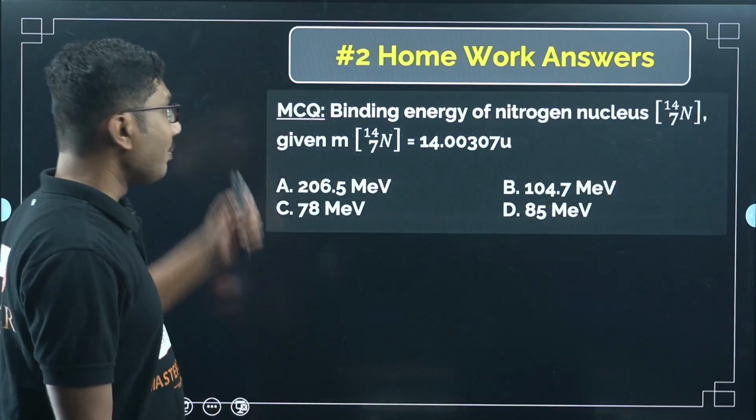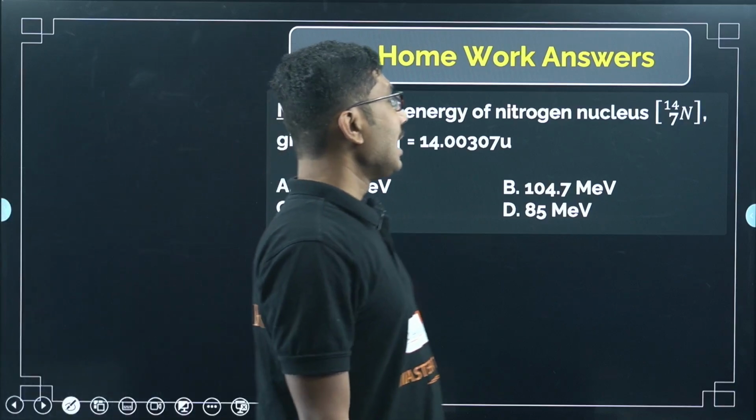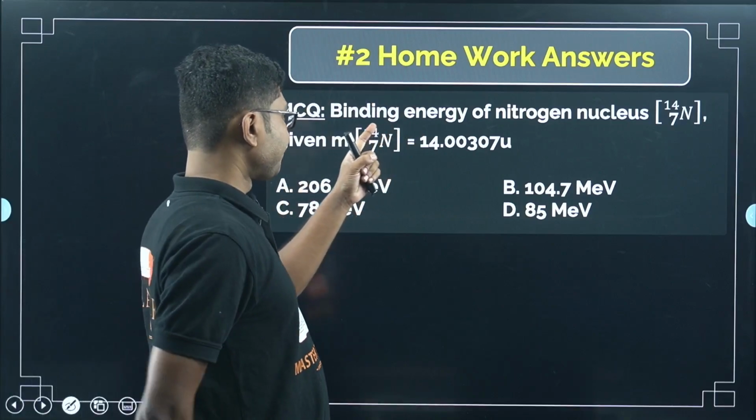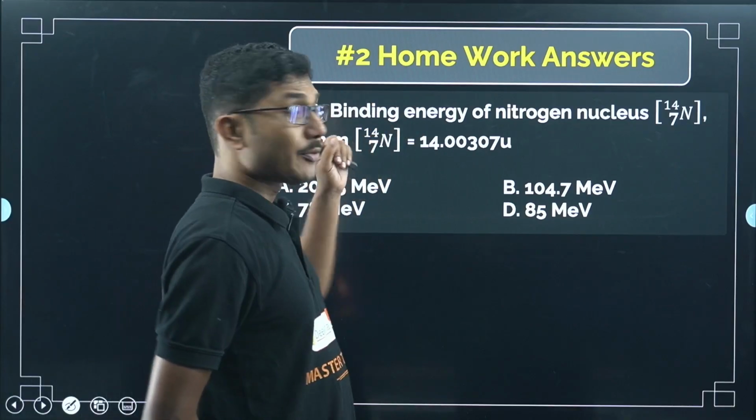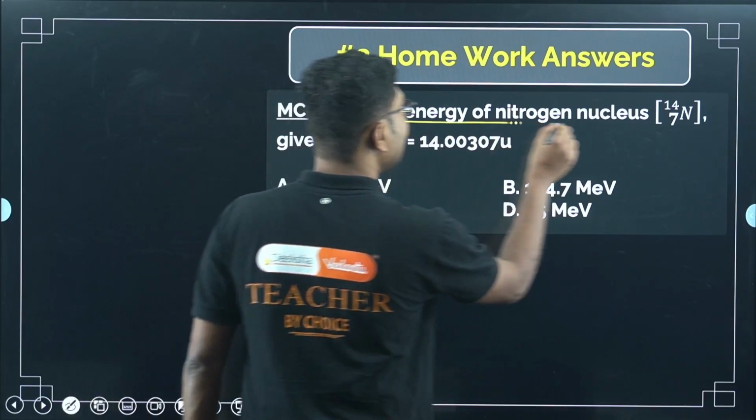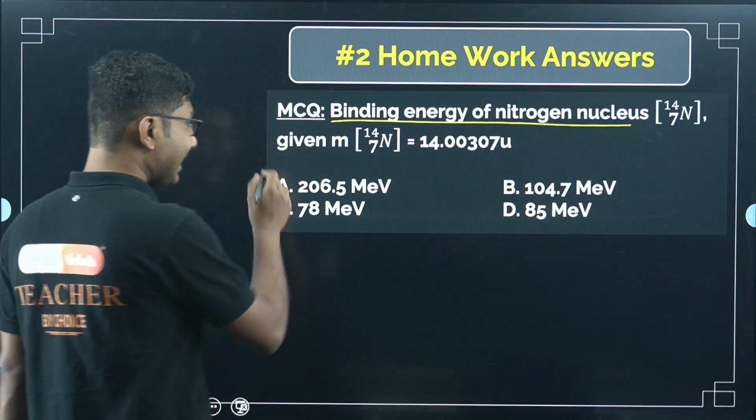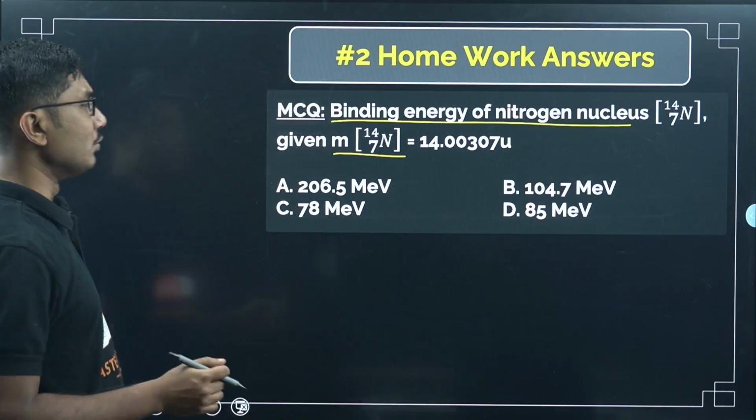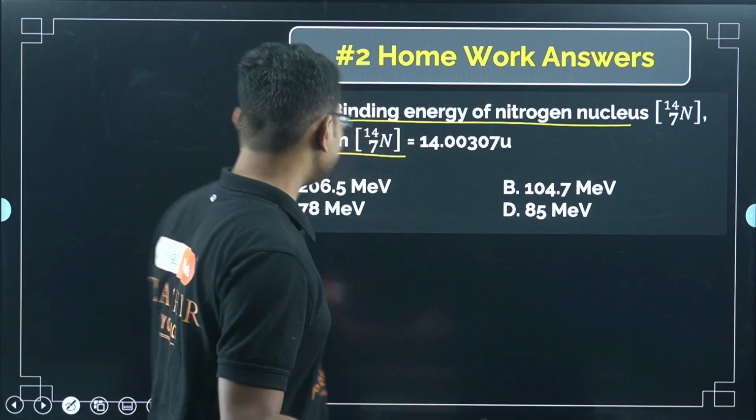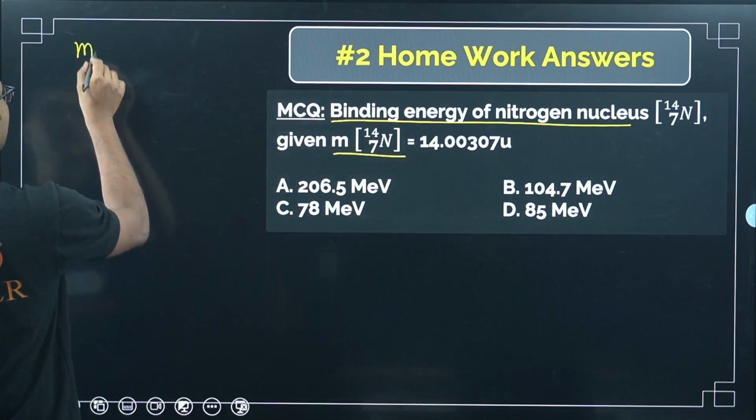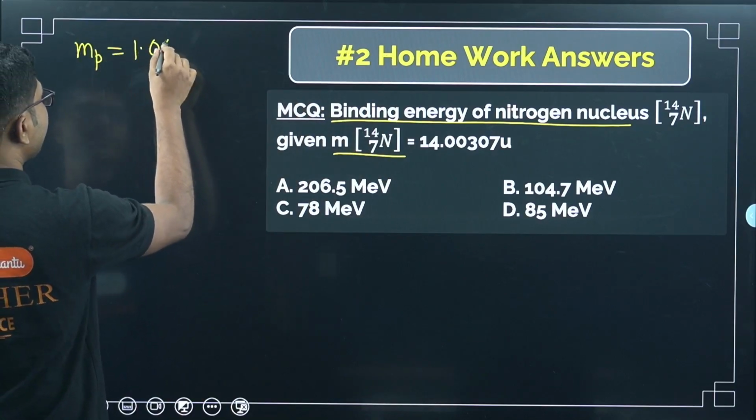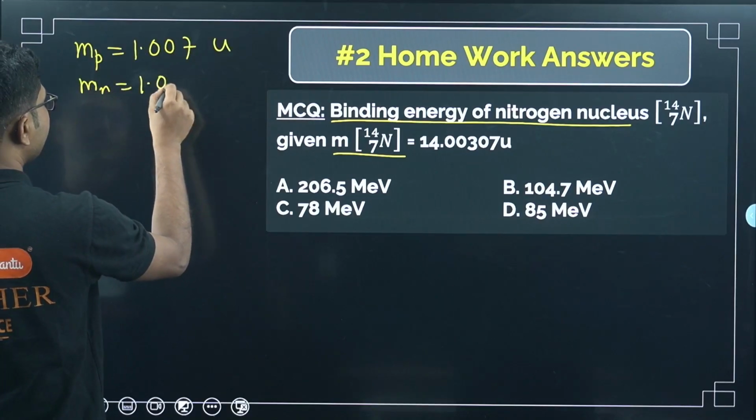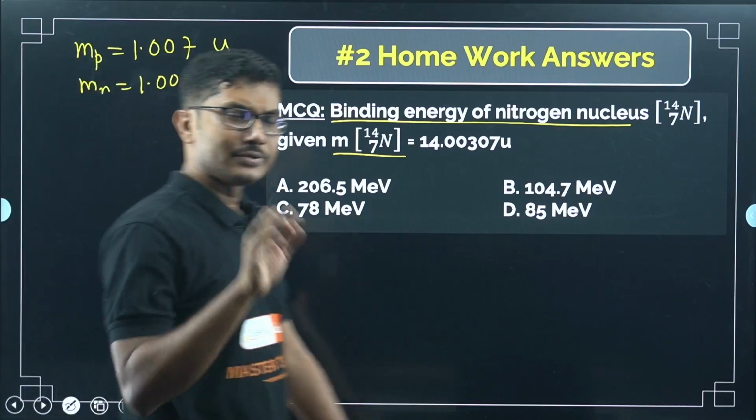Now the next question is: the binding energy of the nitrogen nucleus in 7N14 is given by... You have to find the binding energy of the nitrogen nucleus, given the mass of the nitrogen nucleus is 14.00307 U. So how can we solve it? As we said, we will use the approximated value of the mass of a proton as 1.007 U and the mass of a neutron as 1.008 U. If you remember these values, it is sufficient.